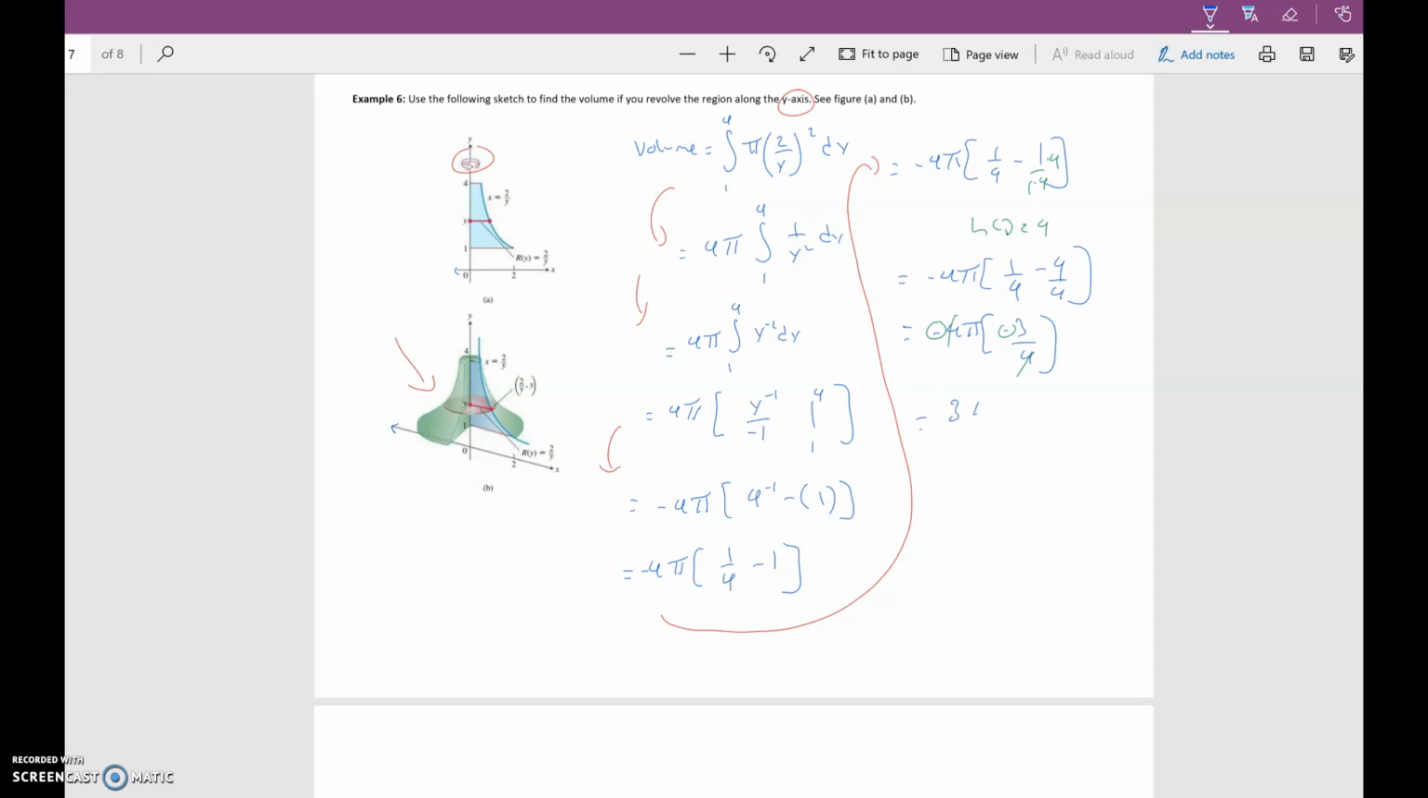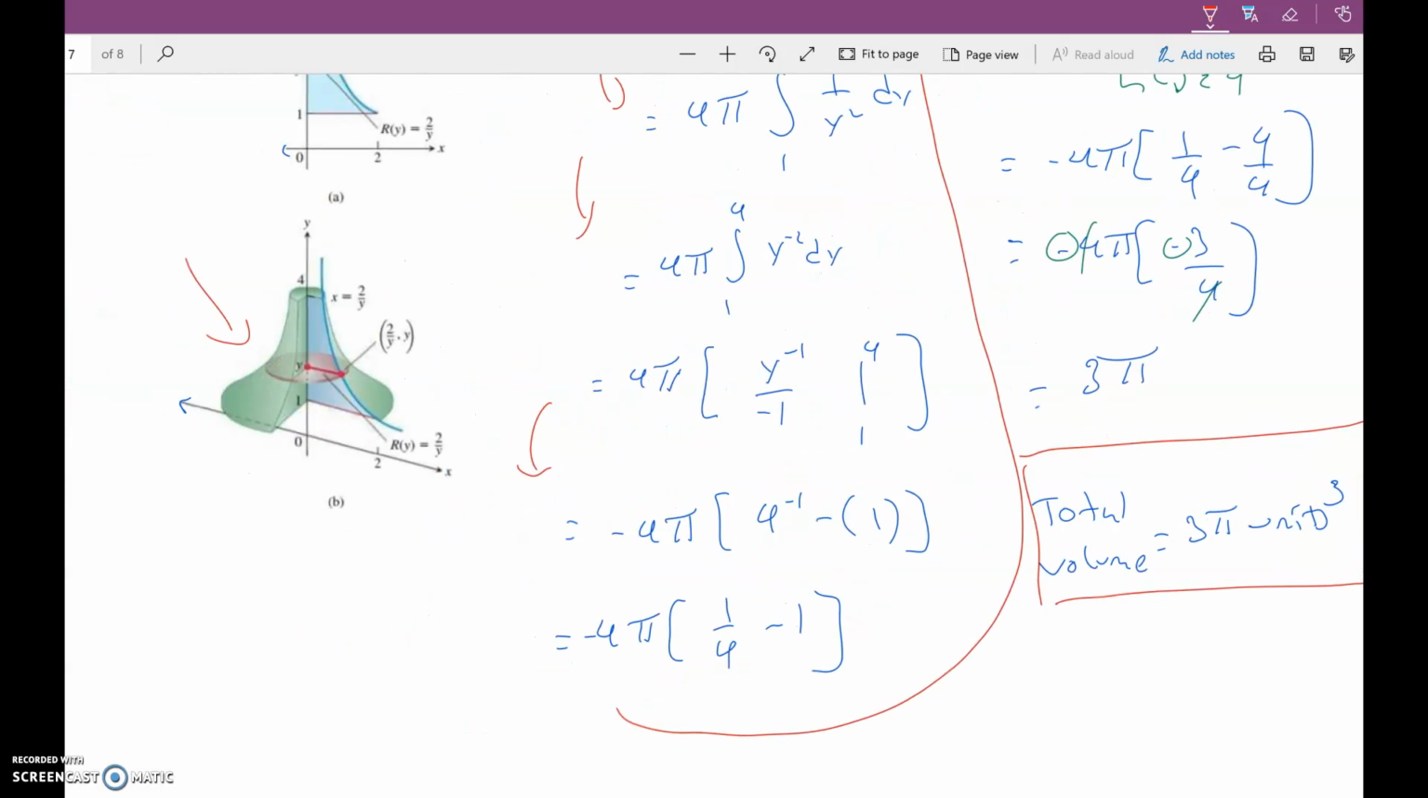That's an exact answer. So the total volume is equal to 3 pi units to the third power. And let me just rewrite this portion here.